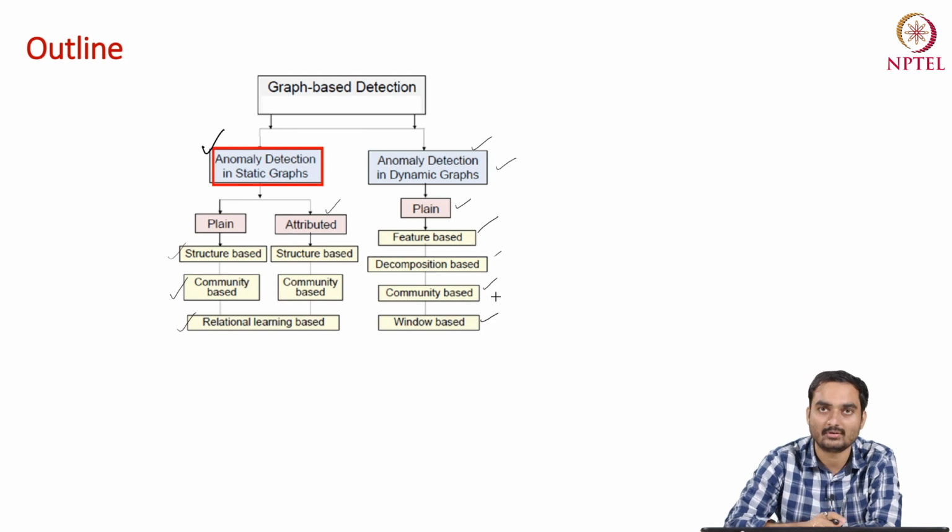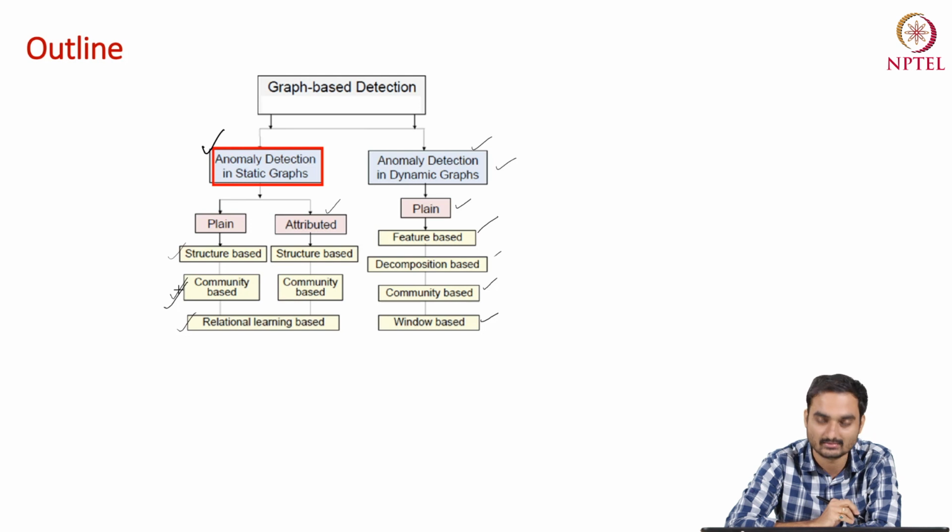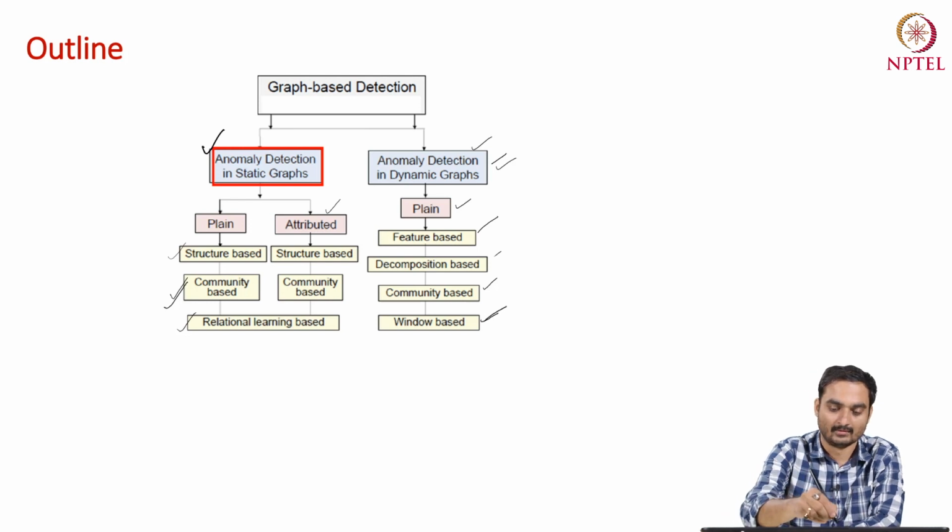So I will not cover each of these types in this particular chapter. Rather, I will give you an overview of each of these types, and then I will focus on a few specific ones. For example, I will focus on one algorithm designed for community based outlier detection. I will also focus on an algorithm which looks at dynamic graphs and, based on a window based approach, detects outliers or abnormal entities.